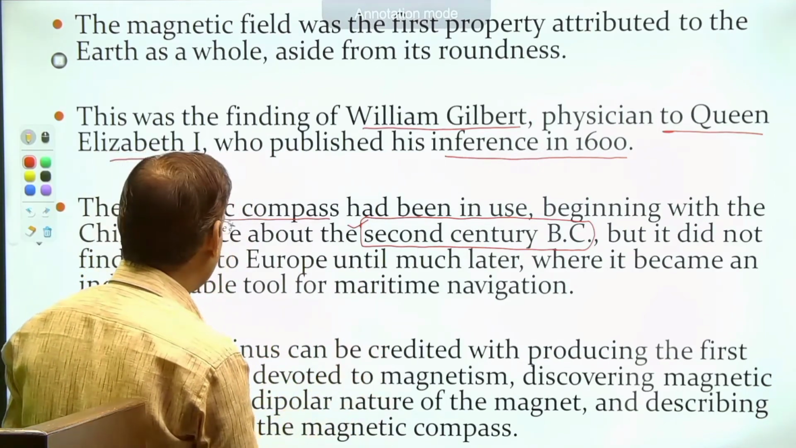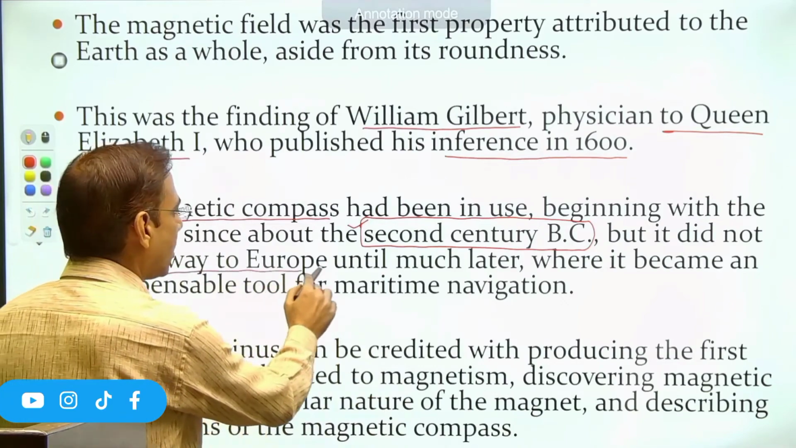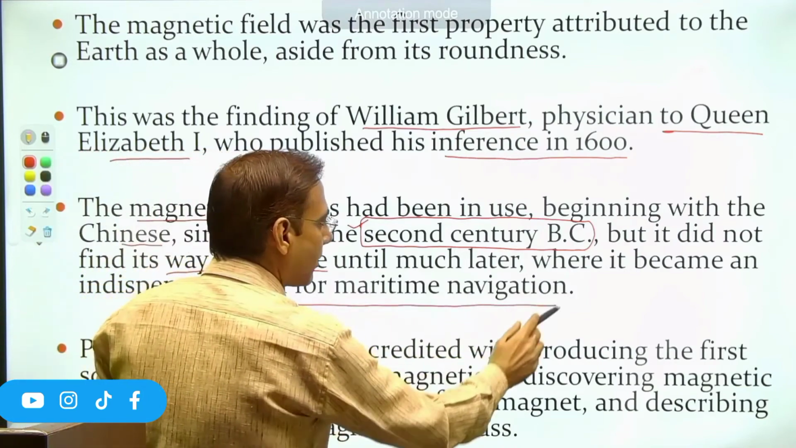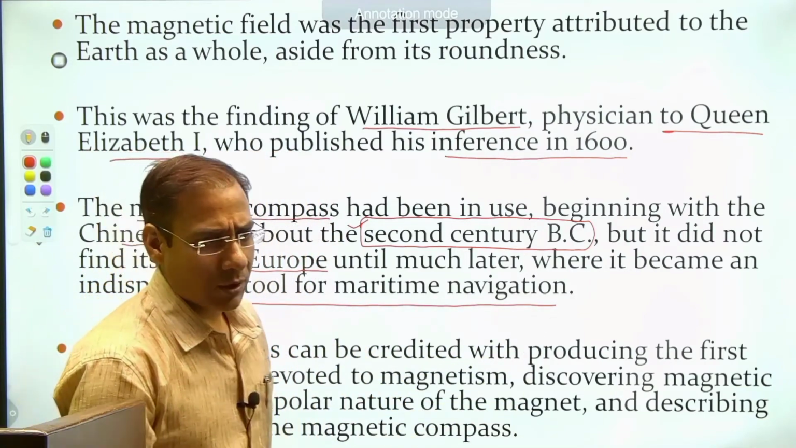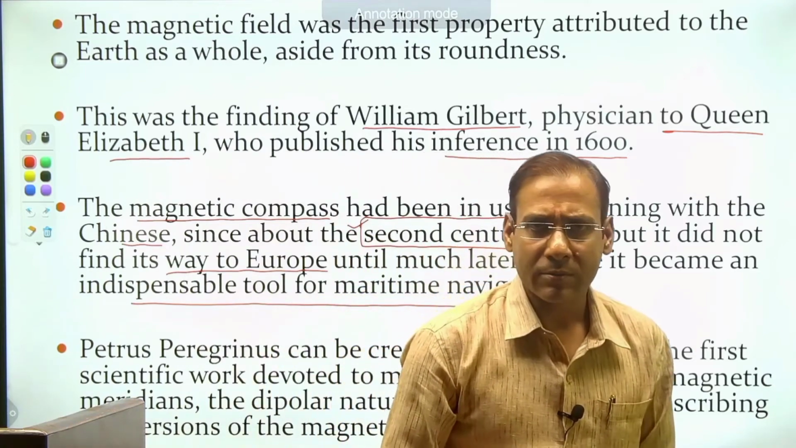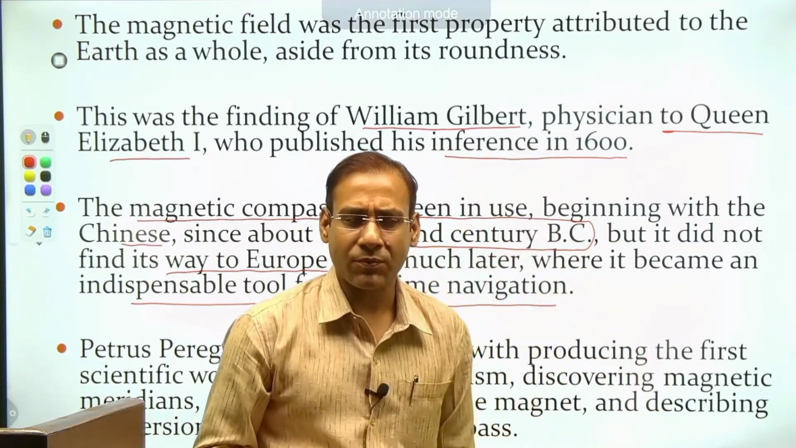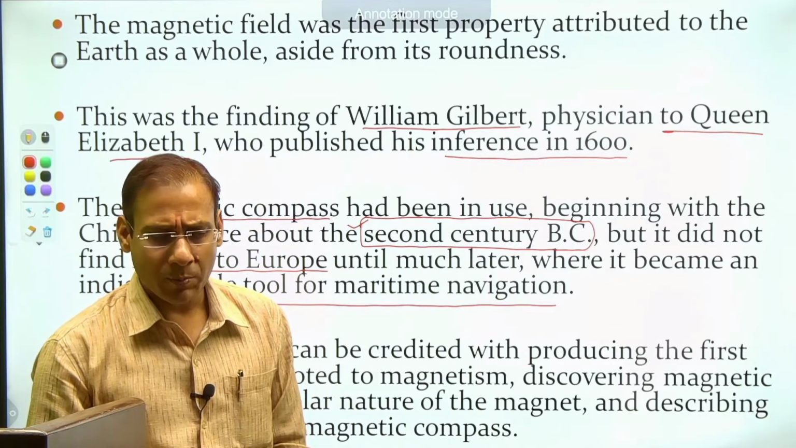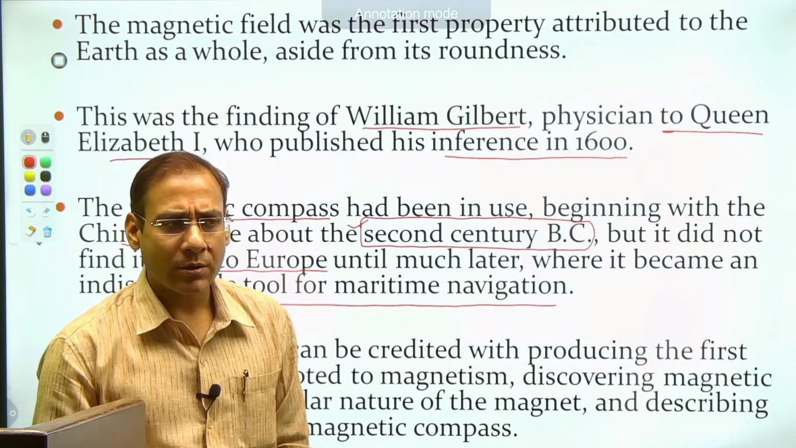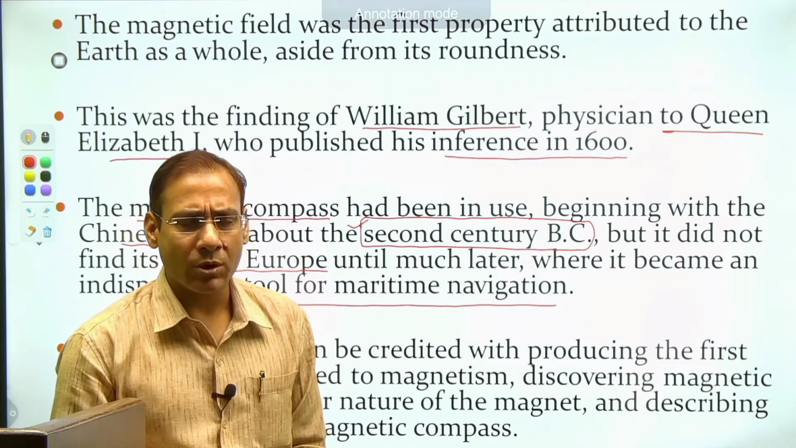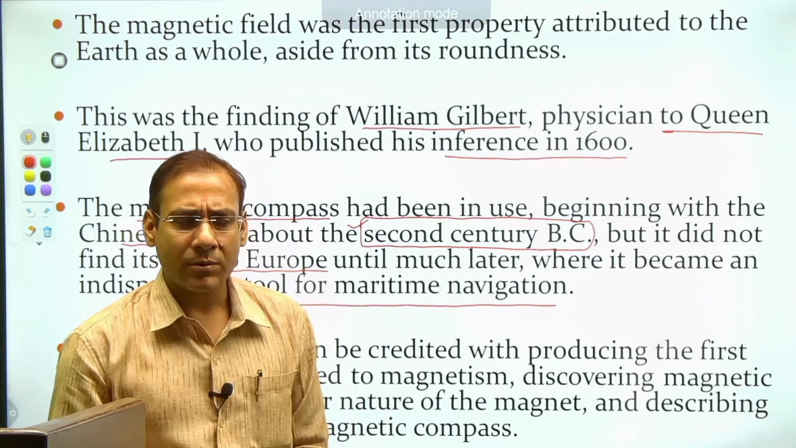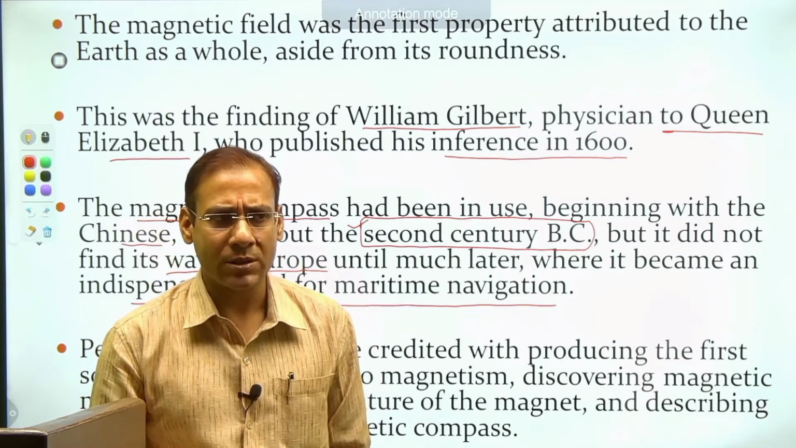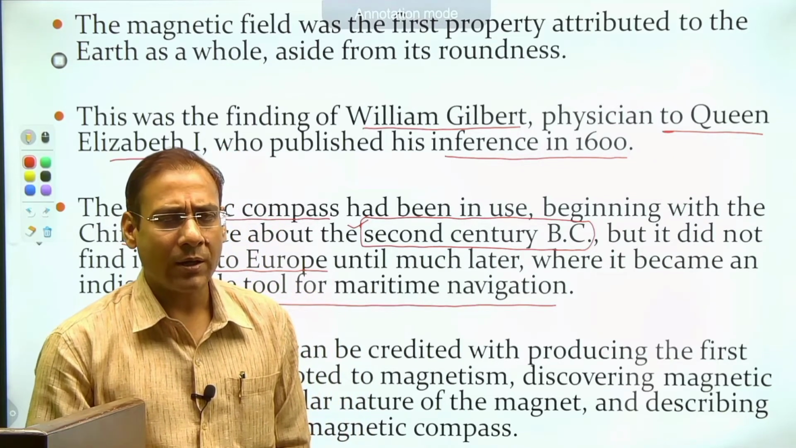Okay, so the earth's magnetic property is there, so it finds its way to Europe much later, where it became an indispensable tool for maritime navigation. Further, the Europeans were the great navigators. The Spanish, the Portuguese, the British, the French, the German, the Polish, the Dutch. They discovered lots of places of the world, South America, Asian countries, African countries, North American countries, were discovered by these navigators with the help of the compass.